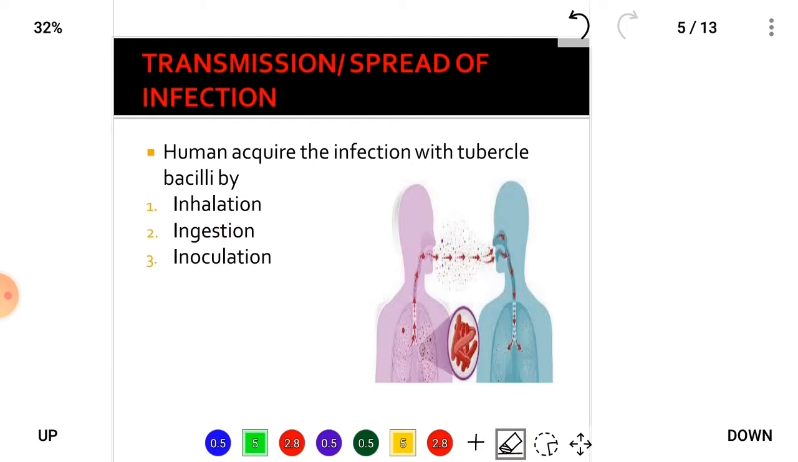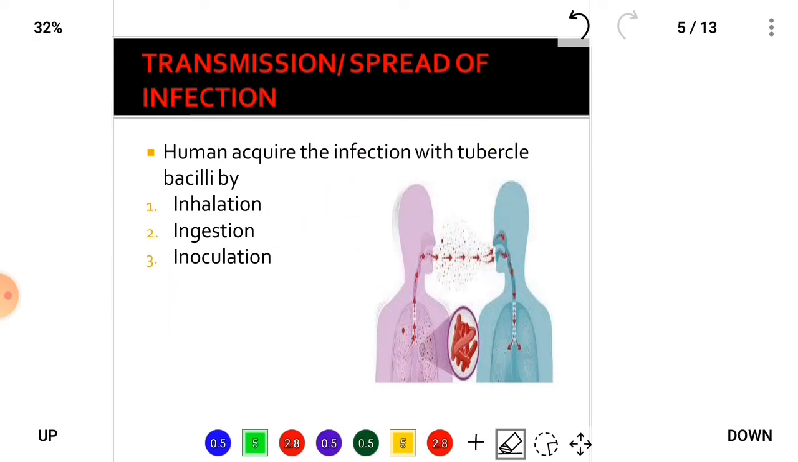Okay, so we will see here how the bacilli get transmitted from person to person. It is transmitted by three main routes. The first one is inhalation, which means by the route of the airway. Second one is ingestion, which means by the route of mouth, like a person eating contaminated food and water. After that, inoculation.